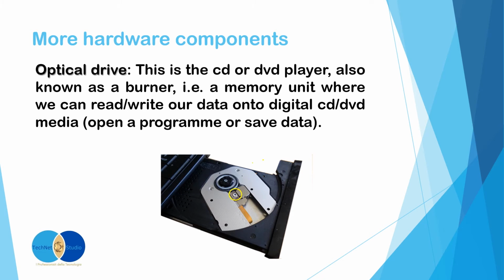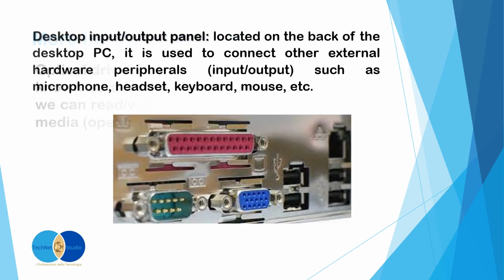Other hardware components are the optical drive, which is the CD or DVD player, also known as a burner, for example, a memory unit where we can read or write our data onto digital CD or DVD media, for example, to open a program or save data. The desktop input-output panel is located on the back of the desktop PC and it is used to connect other external hardware peripherals of input and output, such as microphone, headset, keyboard, mouse, and so on.